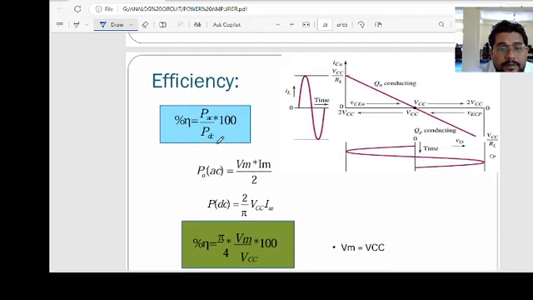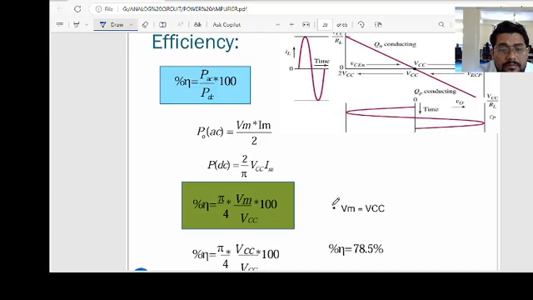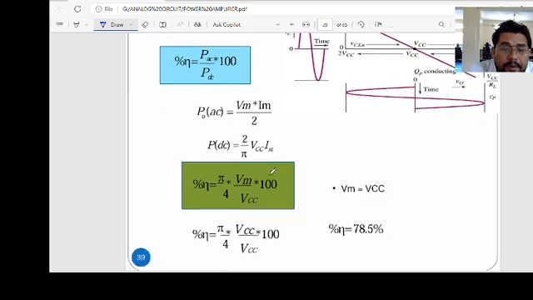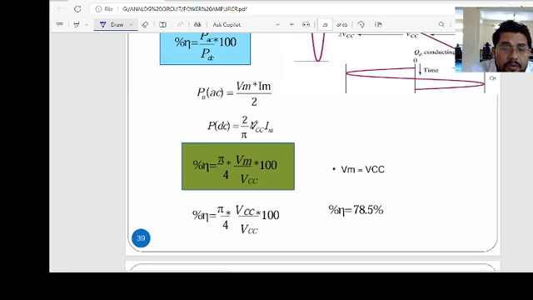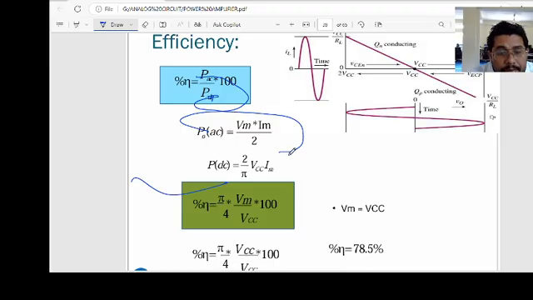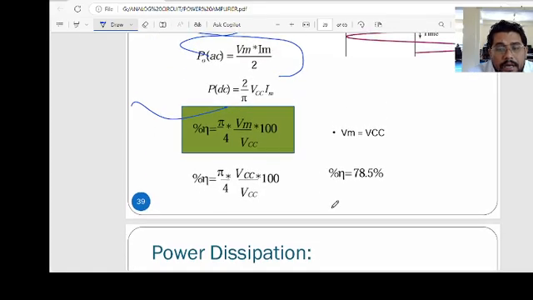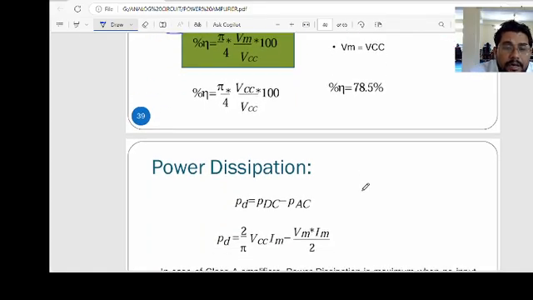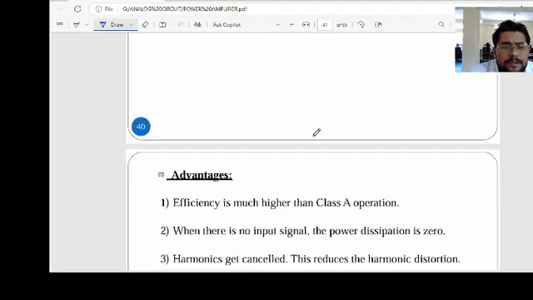Efficiency we also know as AC divided by DC. Power AC equals VM by 2 and power DC equals VM upon pi. Put this value in the efficiency formula, AC here and DC here. So we can get this formula: percentage efficiency is pi by 4 into VM, maximum efficiency 78.5 percent, and this is the power dissipation.